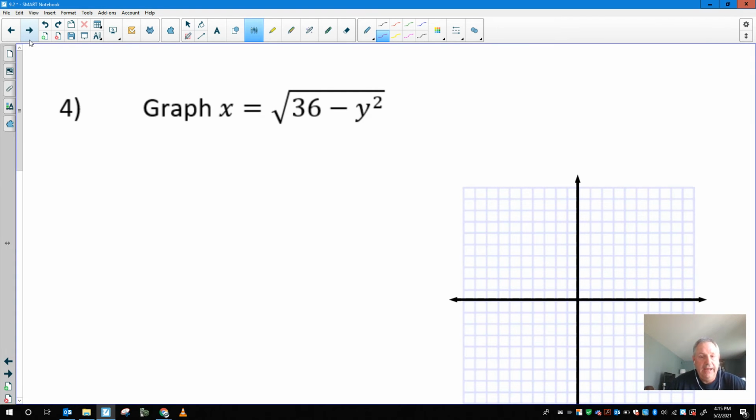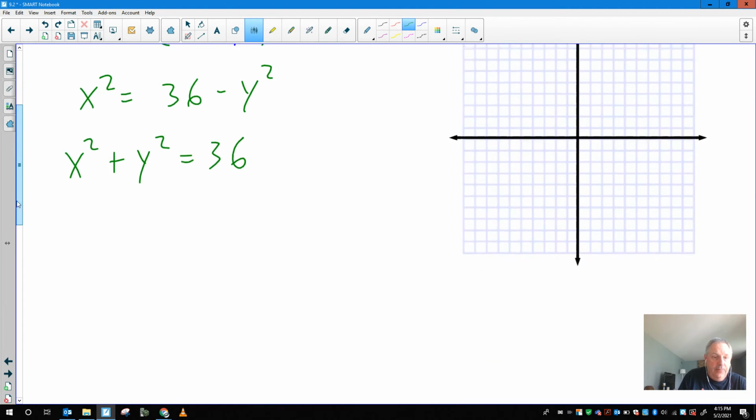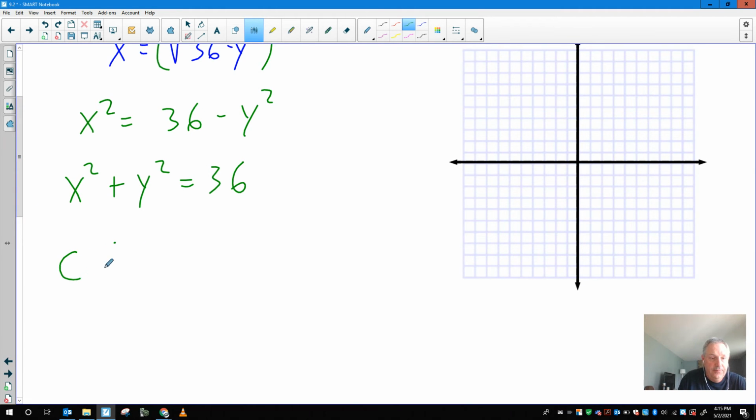All right, the last two are just slightly different. So now they're asking me to graph this circle. Okay, well, what I can do is make it look like a circle formula. So I'm going to square both sides. Let me write it again. So I'll square both sides. Again, that cancels the square root. So I get x squared equals 36 minus y squared. I'll add y squared to both sides. So what it looks like I have right now is a circle that has center 0, 0.